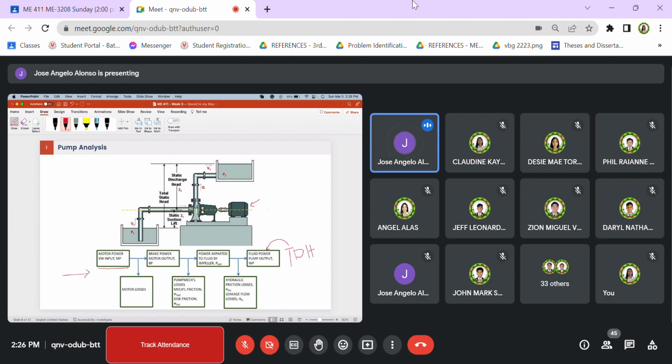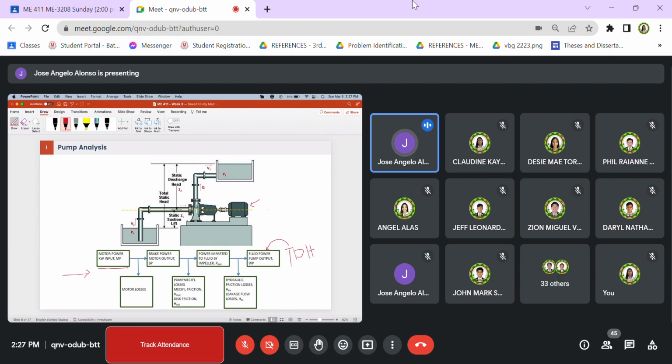Ano yung power ng ating motor in kilowatt hour o in HP, depende sa kung ano yung binigay sa catalog. So makikita natin to dun sa catalog ng mga supplier, ano yung available sa market or off the shelf sa market na mga motor.